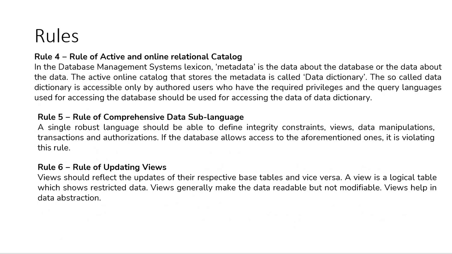Now coming to the fourth rule, the rule of active online relational catalog. We spoke about metadata earlier, and this is an extension to it. Here the metadata is about the data that the database is holding. Metadata is data about data, and the active online catalog that stores the metadata is called the data dictionary. The data dictionary is accessible only by authorized users who have the required privilege, and the query language used for accessing the database should also be used for accessing the data dictionary.